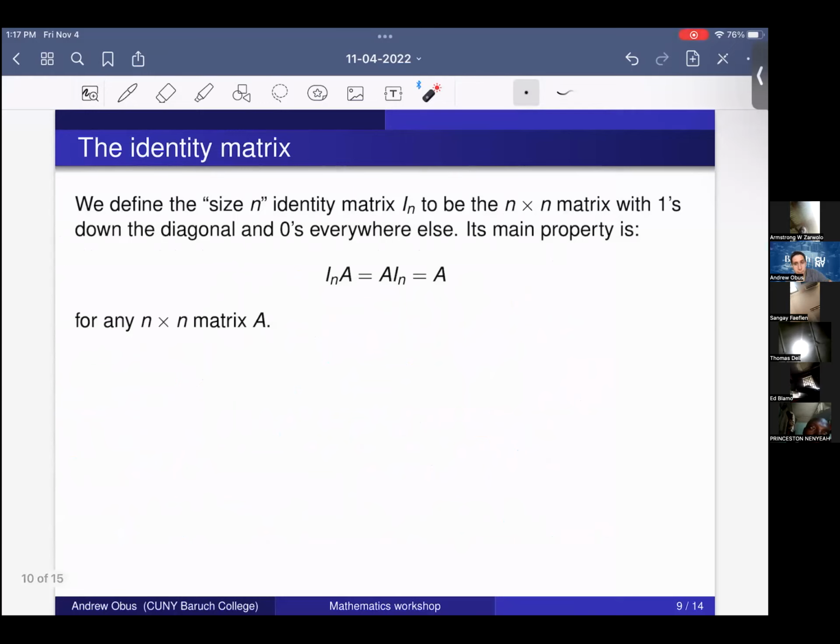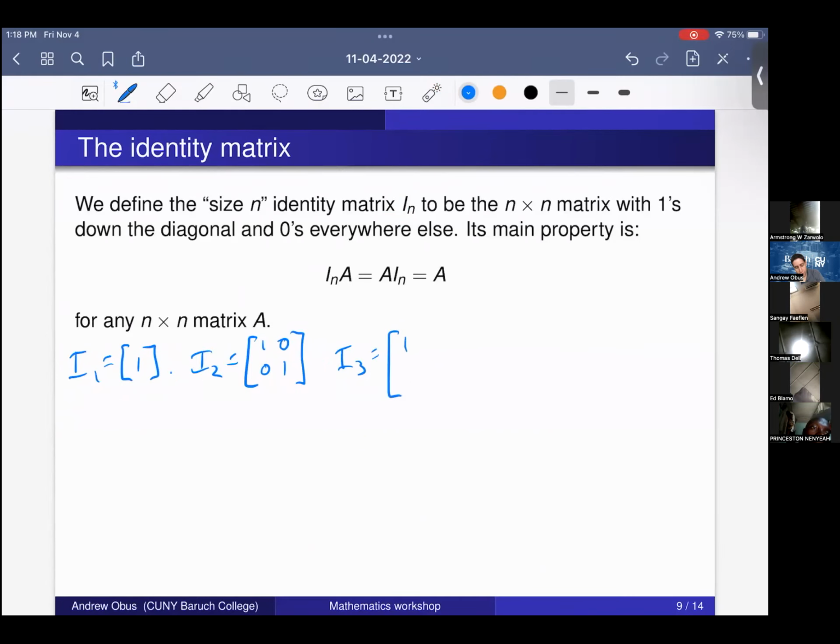Okay, so there's a special matrix that I want to talk about called the identity matrix. And usually we use the notation I_n. This is the identity matrix that has ones down the diagonal and zeros everywhere else. So for instance, just to write examples, I_1 is just the 1 by 1 matrix 1. I_2 is going to be the 2 by 2 matrix 1, 0, 0, 1. And then I_3 is going to be a 3 by 3 matrix 1, 0, 0, 0, 1, 0, 0, 0, 1.